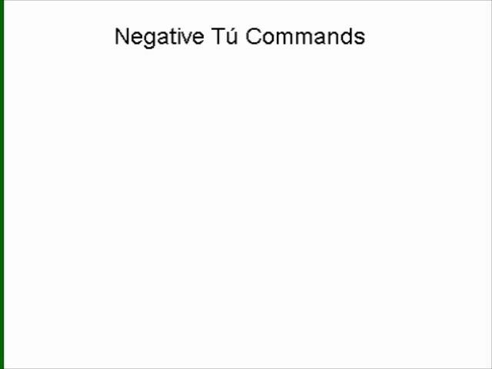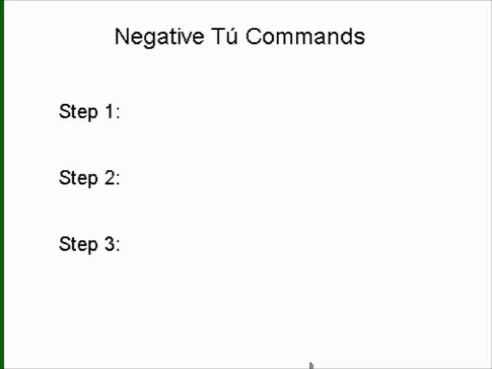This tutorial focuses on negative tú commands. If you have not already viewed the Introduction to Commands tutorial and the Affirmative Tú Commands tutorial, you should watch those before you watch this one. If you have seen those tutorials, then you learned that affirmative tú commands are pretty simple to use. You just have to take the third person singular form of a verb, and that's basically your affirmative tú command. There are some irregulars. Negative tú commands require a little bit more work than that.